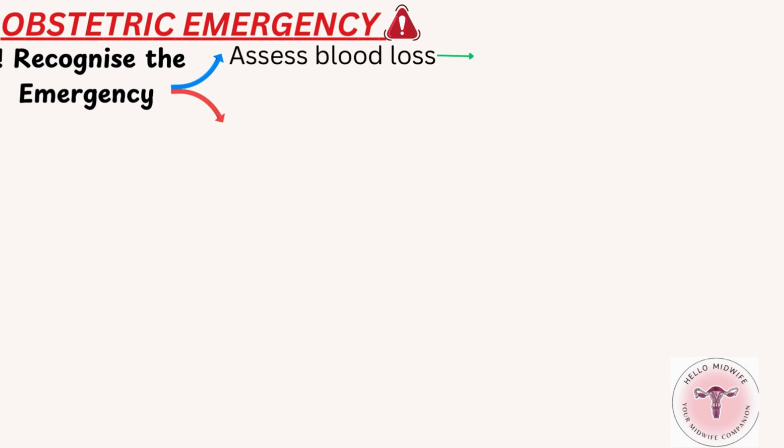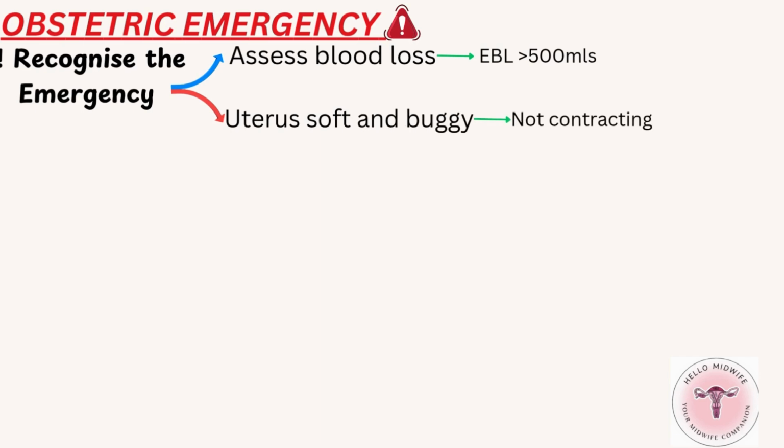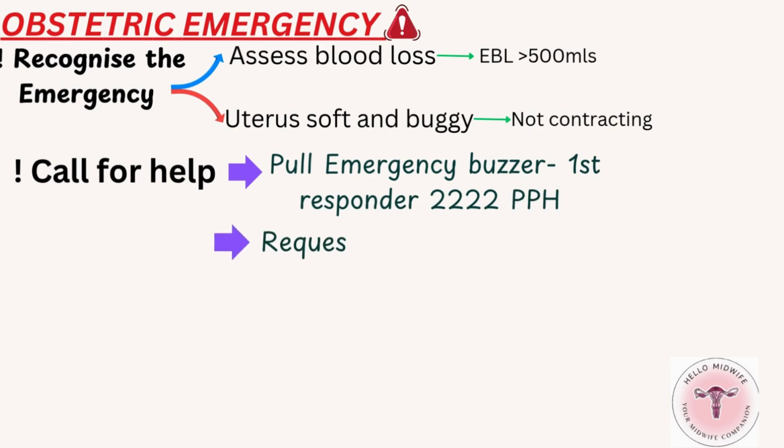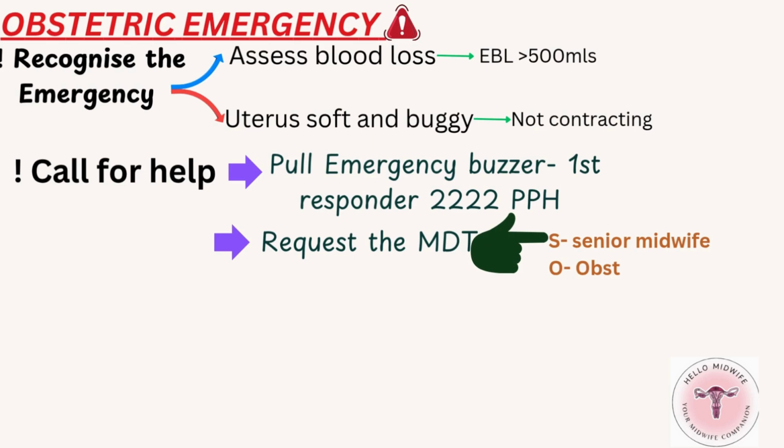Firstly, we recognize the signs by assessing for blood loss. If the estimated blood loss is greater than 500 ml and the uterus feels soft and bulky, not contracting, act immediately. You have to call for help by pulling the emergency buzzer. The first responder would dial 222 and announce a postpartum hemorrhage. You have to request the multidisciplinary team, which is the senior midwife, the obstetrician, the anesthetist, the pediatrician, and the scribe.